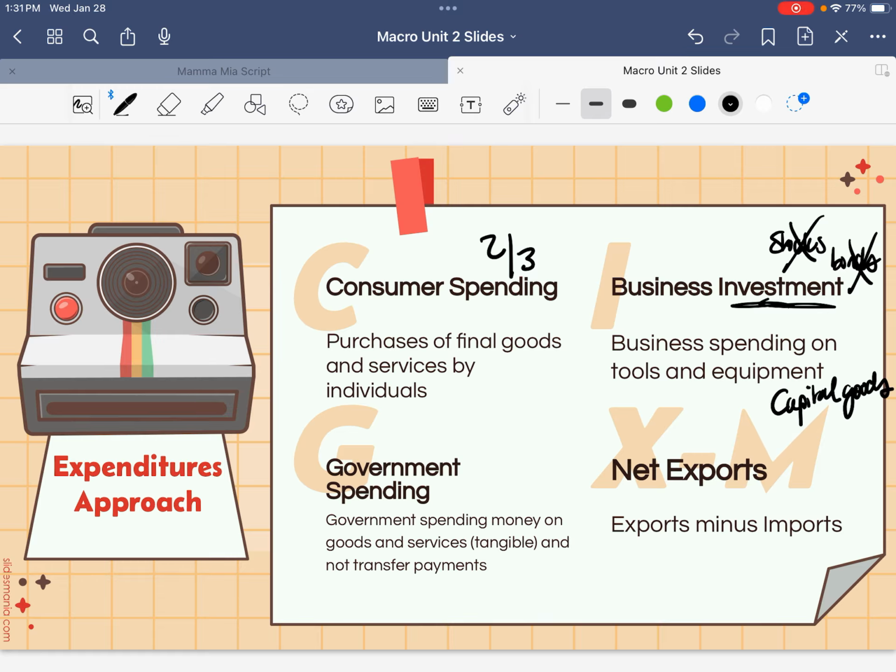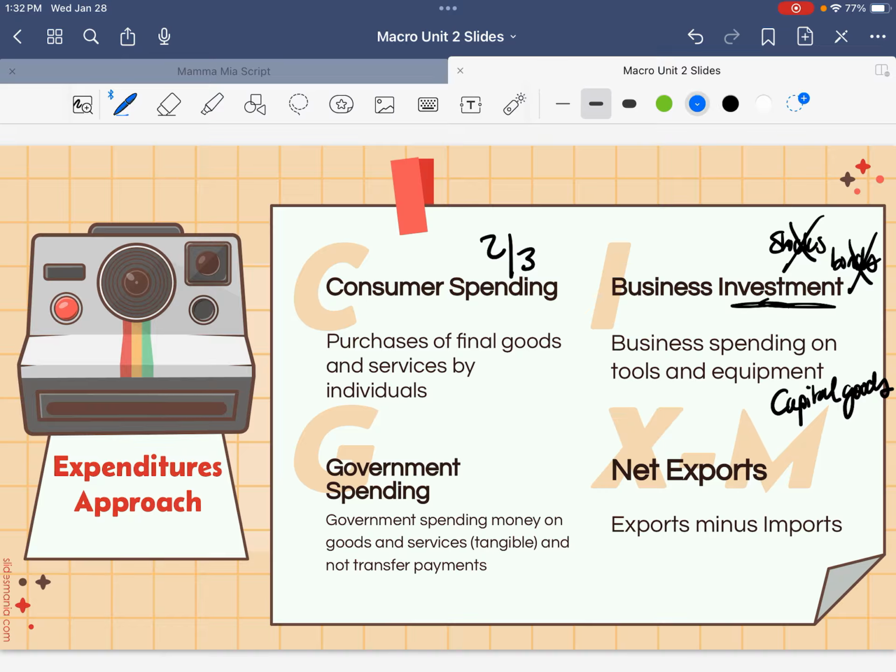This is capital goods. So when businesses purchase, a baker buys an oven, a farmer buys a tractor, a clothing factory buys new sewing machines. They are purchasing a tool for their business. And America produces a lot of those tools. And American businesses buy a lot of those tools, and that counts in the business investment category.